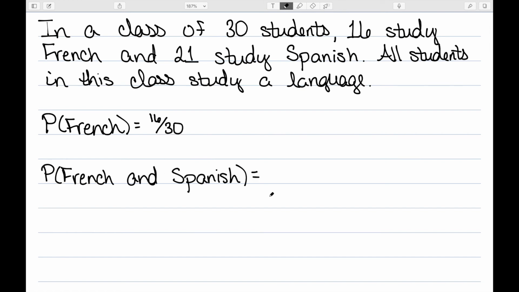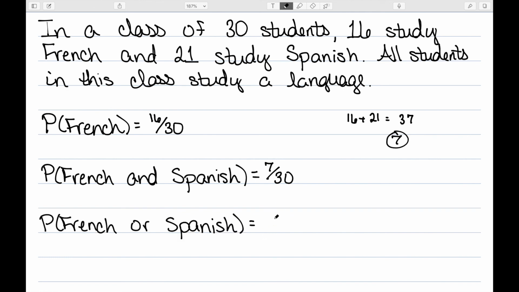Next, let's look at the probability that they study both French and Spanish. We don't have a set rule for this, but we can think it through. There are 16 that study French and 21 that study Spanish. That gives me a total of 37 students. However, we only have 30, which tells me that 7 have to study both. So we have 7 out of 30.